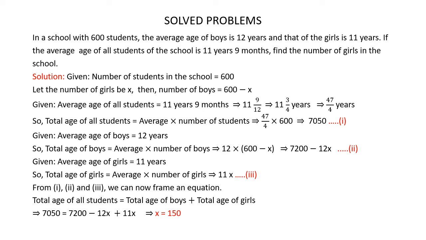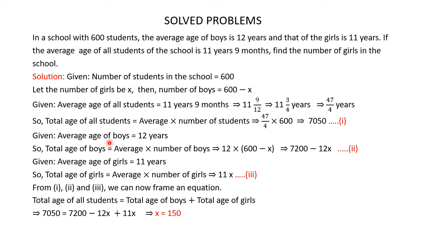So total age of all the students is equal to average multiplied by number of students. This is 47 by 4 multiplied by 600, which gives us 7050. So the total age of all the students is 7050. This is the first equation.